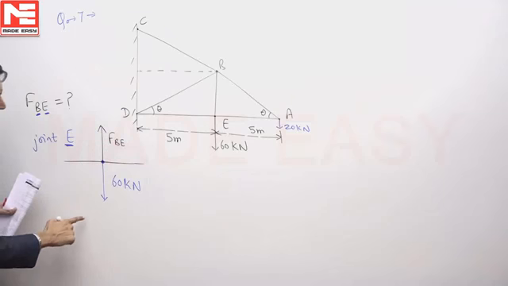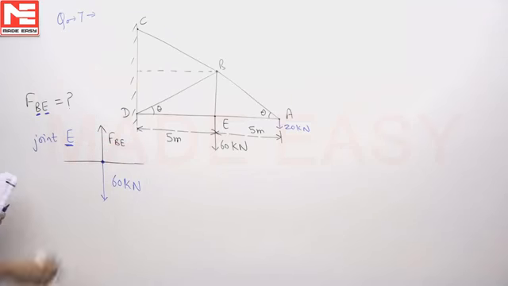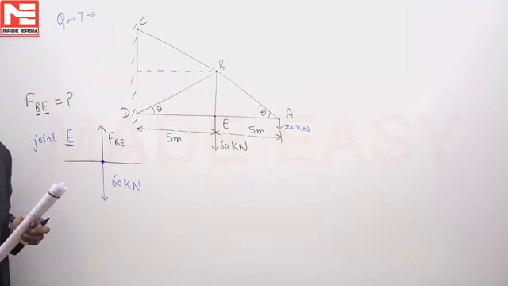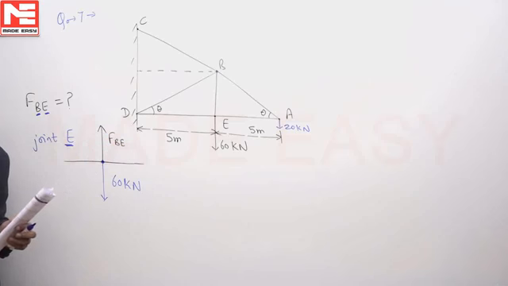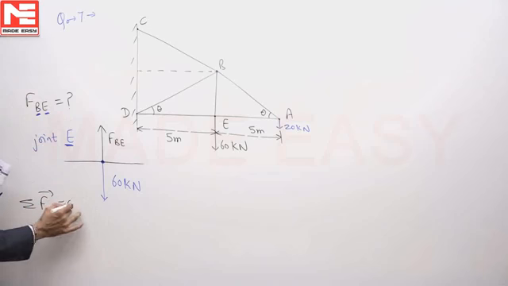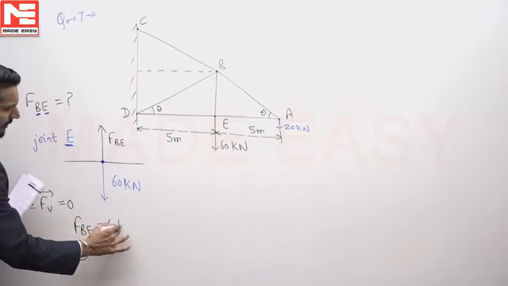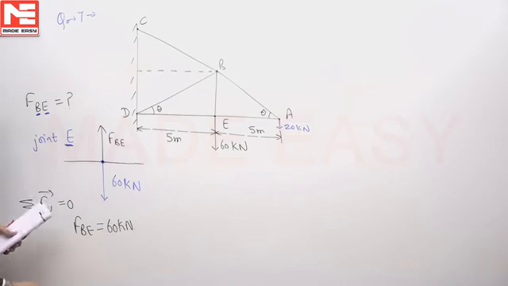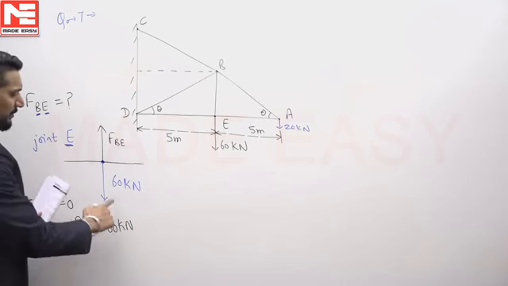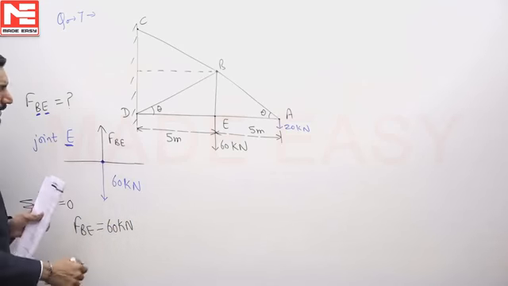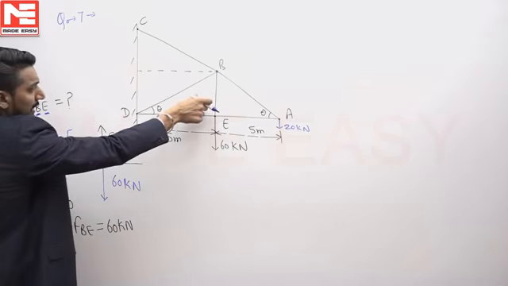Now if this is a truss, it will be in equilibrium, so each joint and each member will be in equilibrium. And considering equilibrium at a joint, the net force must be equal to 0. So I'm taking the force in the vertical direction equal to 0. So it comes out as FBE equals 60 kilonewton.